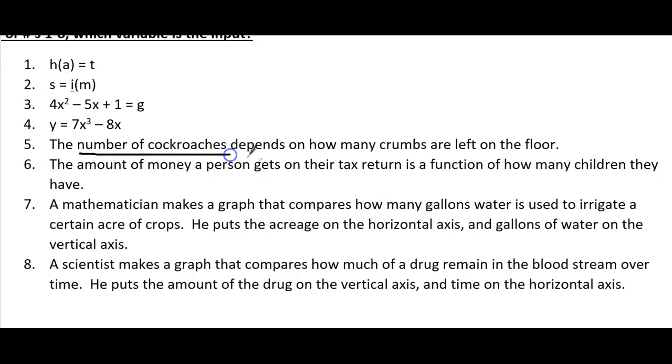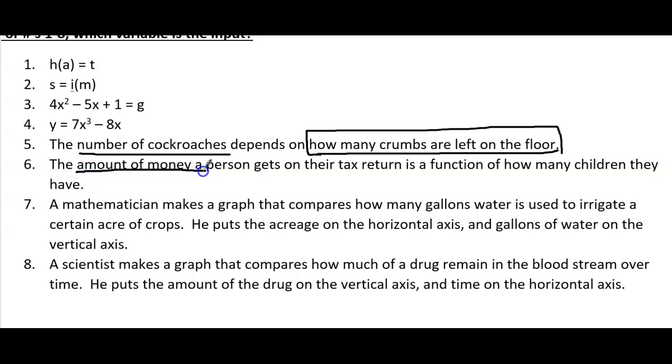All right, let's go ahead and take a look at number 5. The number of cockroaches depends on how many crumbs are left on the floor. The variable that comes second is the input. Now, I wasn't supposed to do number 5, but oh well, I did it. That's the answer that's on the answer key. Let's go ahead and take a look at number 6, though. Same thing. The amount of money a person gets on their tax return is a function of how many children they have. So once again, the second variable that's mentioned, how many children they have, is the input.